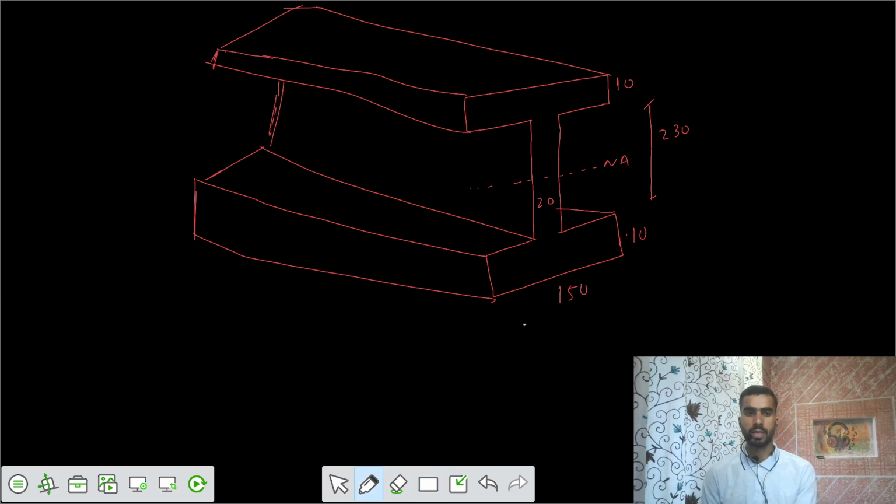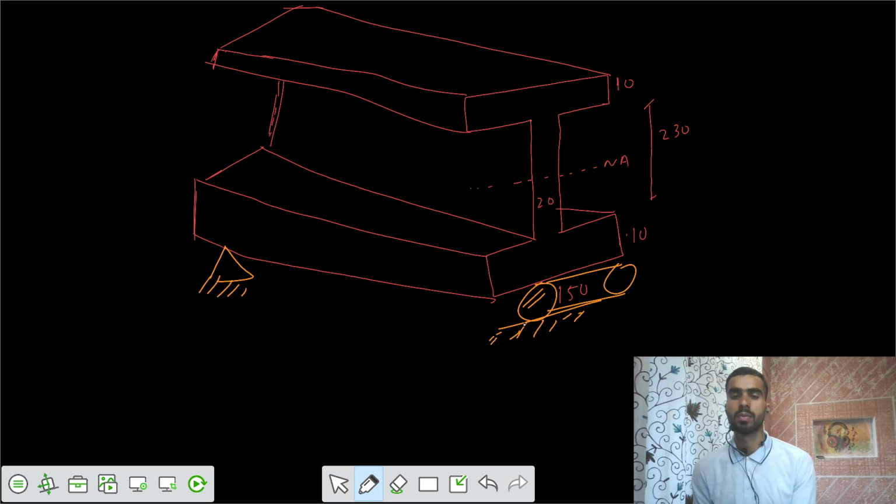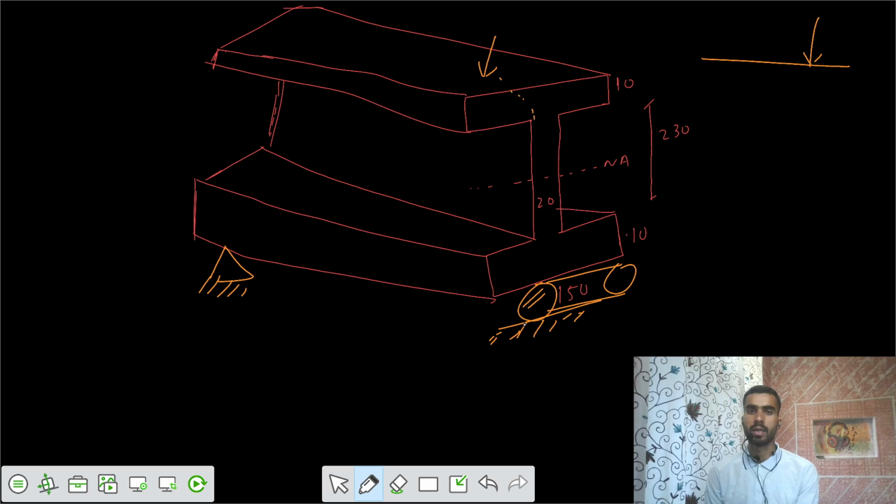Now the beam is simply supported. And a load is acting. If you see from the line diagram, the load is acting somewhere here at a distance of 1 meter from one side. And this part we have 1 meter, and this part 2 meter.